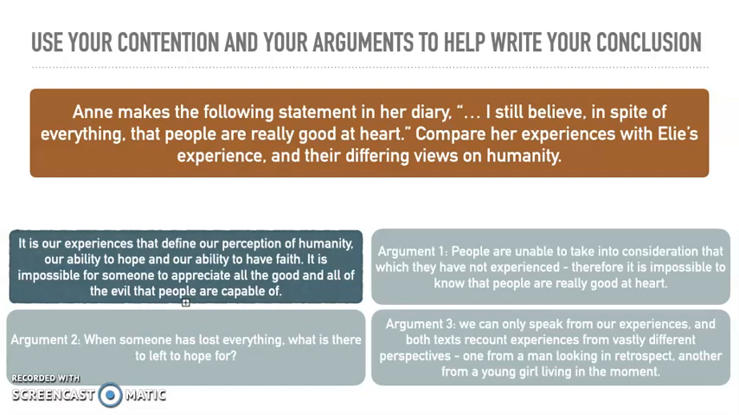My first argument, people are unable to take into consideration that which they have not experienced, therefore it is impossible to know that people are really good at heart. Argument 2, when someone has lost everything, what is there left to hope for? And argument 3, we can only speak from our experiences, and both texts recount experiences from vastly different perspectives, one from a man looking in retrospect, another from a young girl living in the moment.